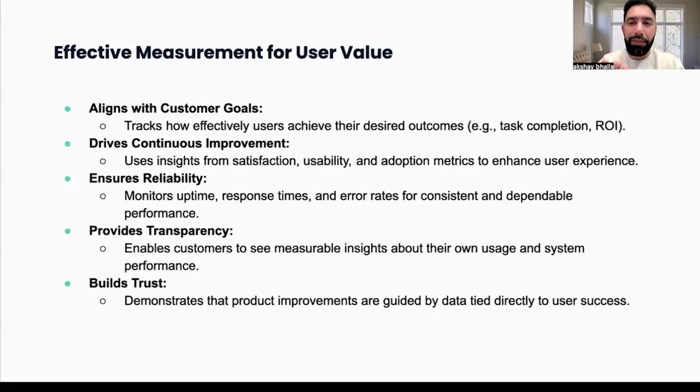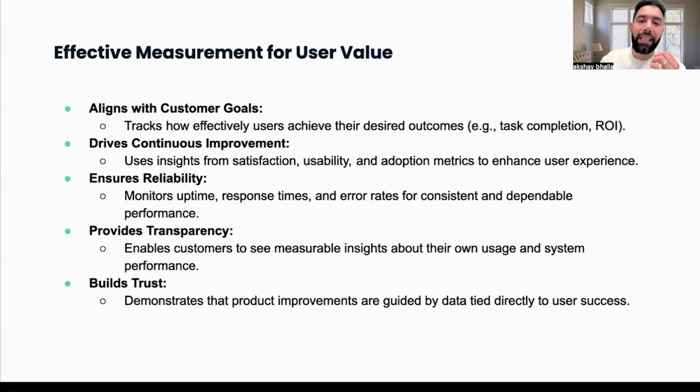Now, building on this definition, let's explore how it directly translates into user value. The first thing is measurability needs to align with the customer goals. Metrics like, let's say, completion rates or return on investment tell us whether the users are actually achieving the outcomes that they really care about. If not, then it's a signal for us to adjust our product roadmap and really iterate on that to bring the user value into the center.